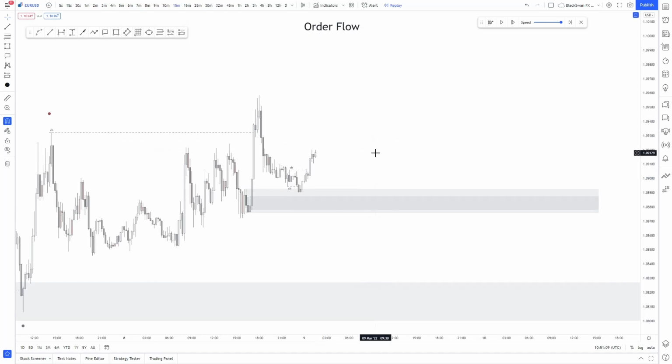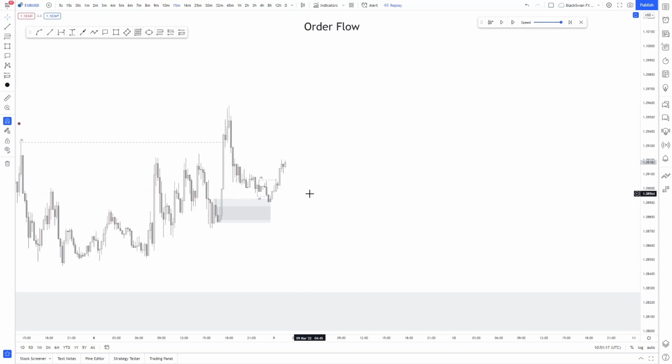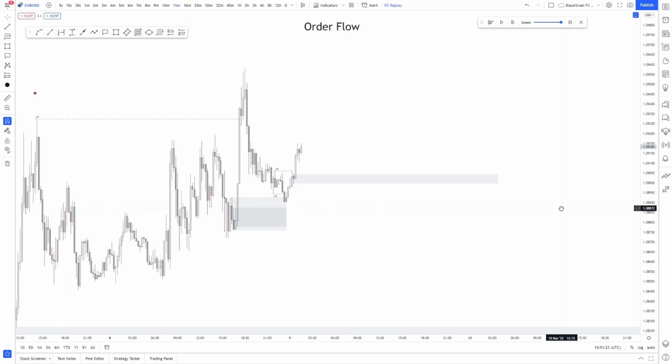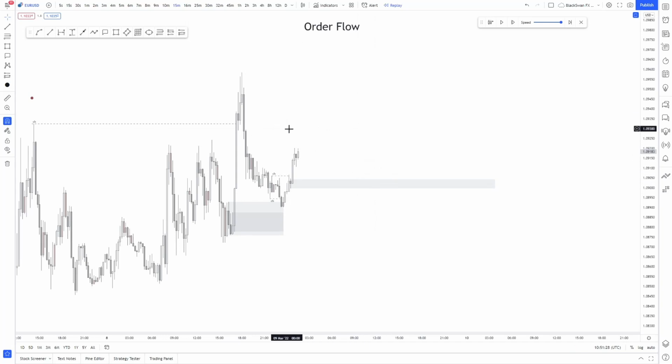So what can we do? Well, we can look to trade off the decisional that created this change of character. So this demand zone right here. And you can say to yourself, right, if price comes in because 15M has aligned, so if the 1M comes into here and gives me a change of character, I'm good to take a trade.